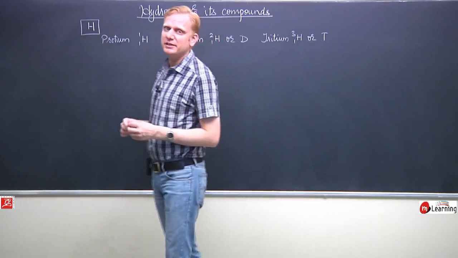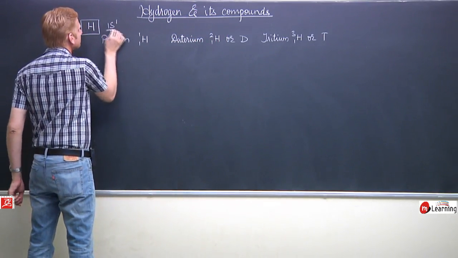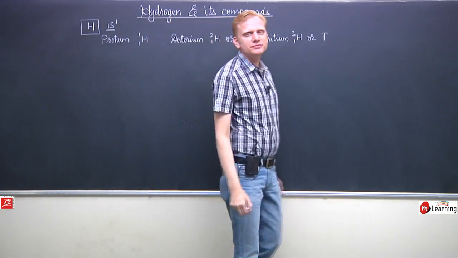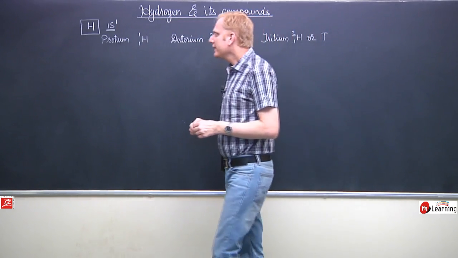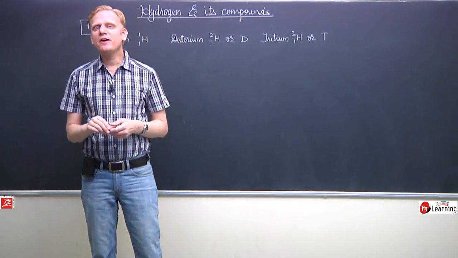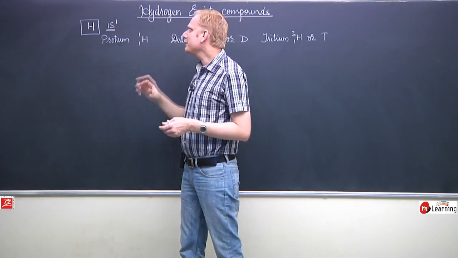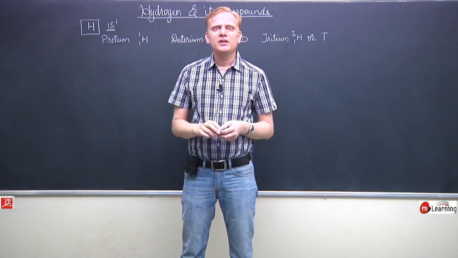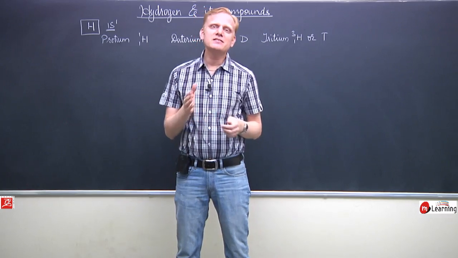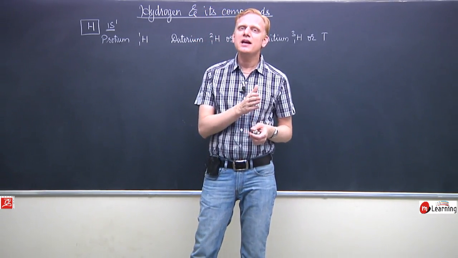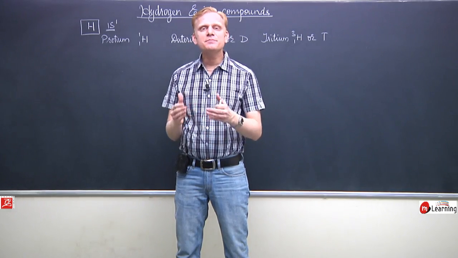Now about its position in the periodic table. As we know, its electronic configuration is 1s1. Looking at the configuration, it resembles alkali metals. Regarding the position of hydrogen, since it has been found to contain the valence electron in the s orbital, it has been placed in the first group of the periodic table. In hydrogen, there are certain properties similar to the alkali metals, but at the same time there are certain properties similar to the halogens also.